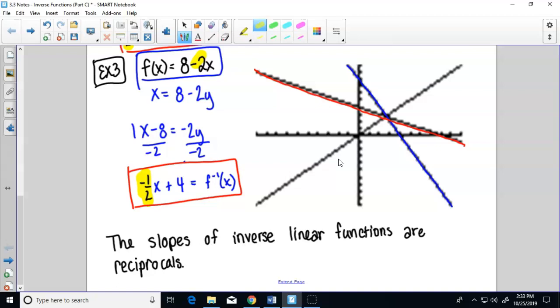Now this is for linear functions here. Obviously when you have something different, like a quadratic, it's going to have different slopes at different points. But we're going to take this a little bit further in a second.